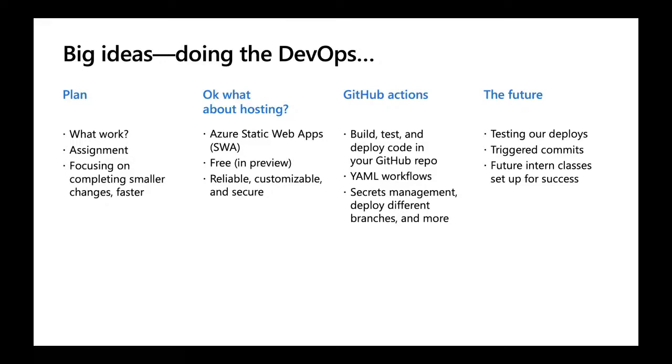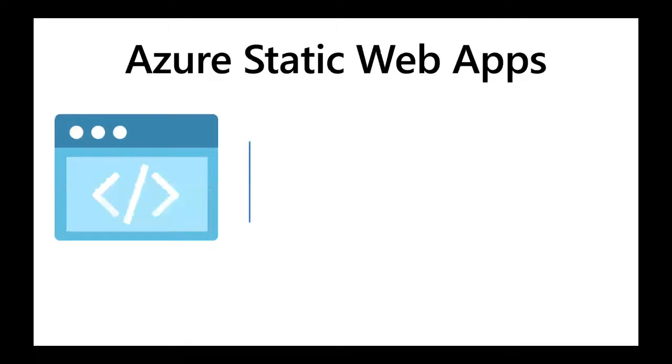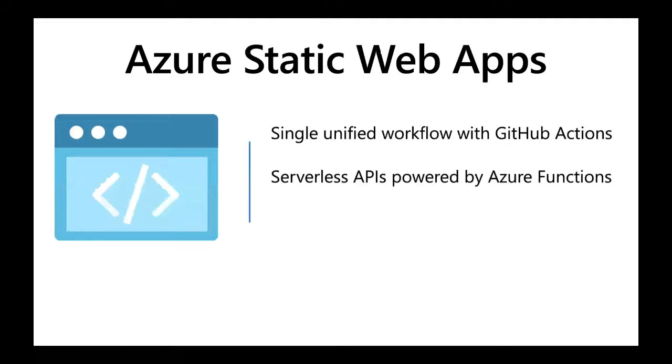So next we're going to talk about Azure Static Web Apps. And this is essentially the hosting for our Hugo website. It's a single unified workflow based on GitHub Actions from source code to cloud. It's got easy-to-add serverless APIs powered by Azure Functions to help extend your application. And it's got integrated authentication with flexible role and access definitions.